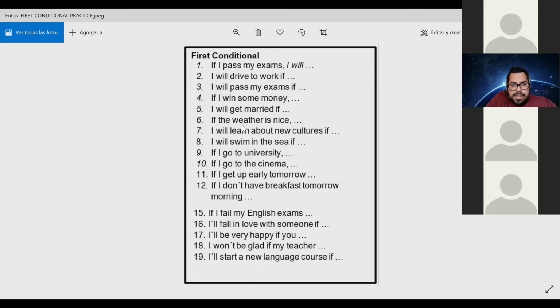Number 7. Okay, Christopher and Emerson. I will learn about new cultures if I have some free time. Yeah, if I have some free time. Emerson?